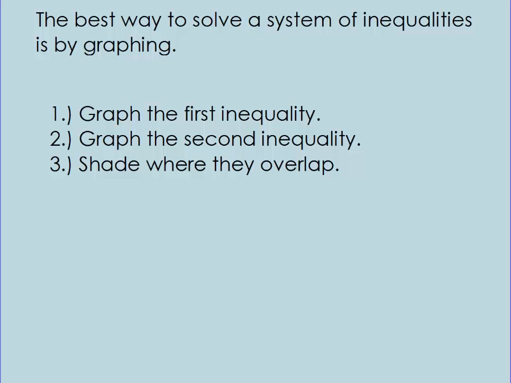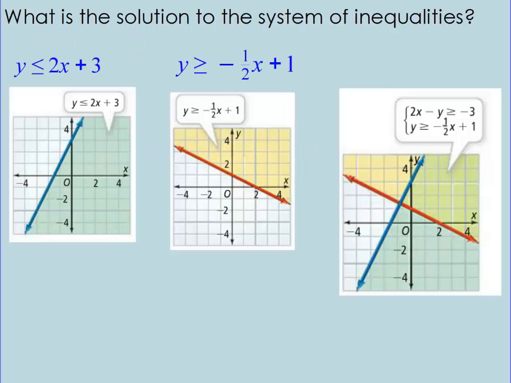Let's begin. The best way to solve a system of inequalities is by graphing. You graph the first inequality line, and you graph the second one. We learned this last week or two. And then you just shade the area where they overlap. So there are 3 steps: graph the first, graph the second, and shade the overlap. Let's look at an example first.